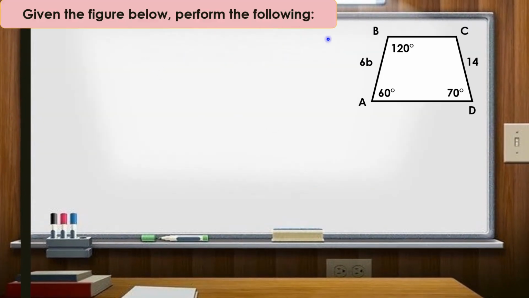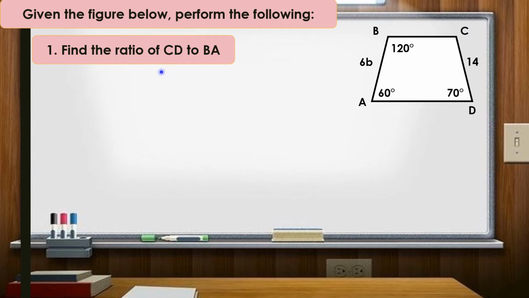Given the figure below, find the ratio of CD to BA. This is line segment CD and this is line segment BA. So the ratio is CD over BA, 14 over 6. So what must you do? You must simplify or change it into lowest terms. So the final answer is 7 over 3.